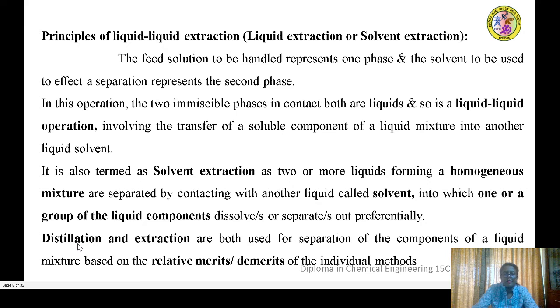Whenever you have a mixture that is easily separable by both distillation and extraction, the choice will always be distillation. Only when distillation is very difficult or very ineffective, and in some unusual situations, can you go for extraction instead of distillation. Like this, the relative merits and demerits of both these operations will have to be considered to decide whether distillation is followed or extraction is used.